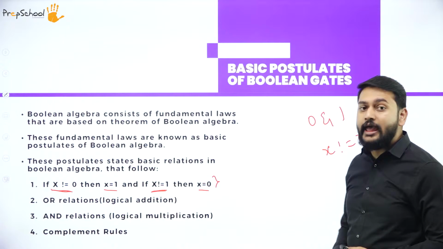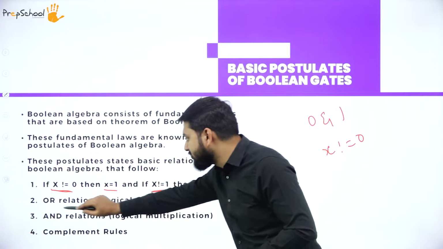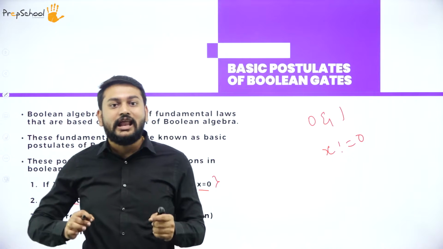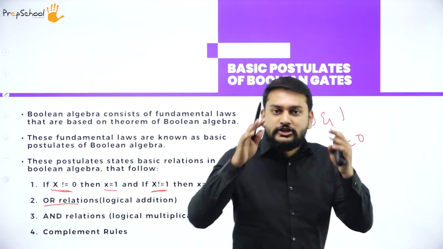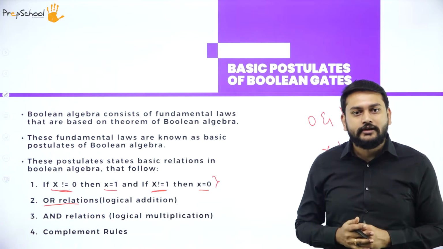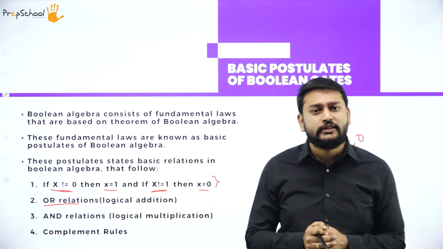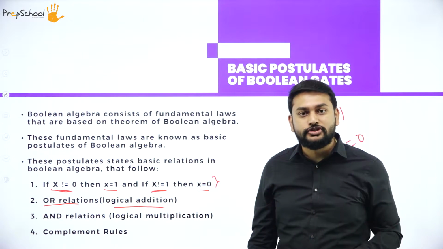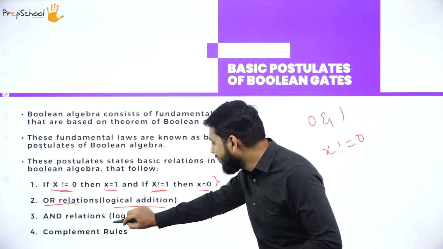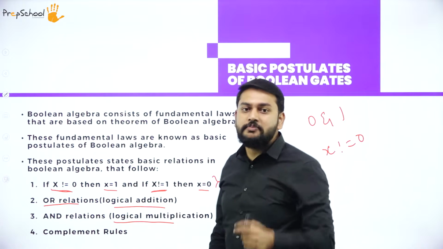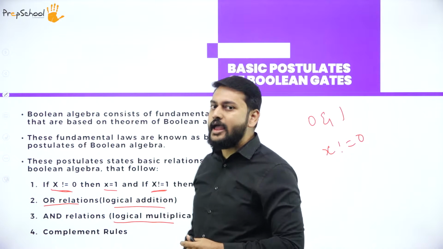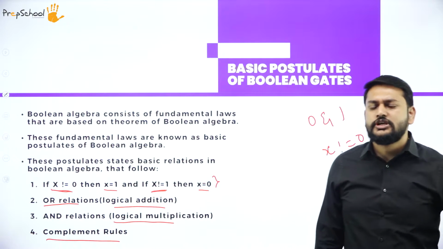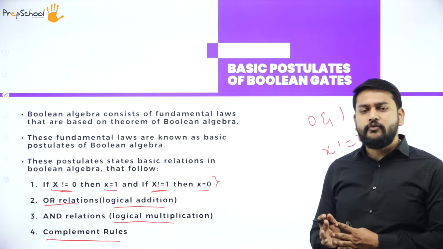Then what is the second one that I have? I have the OR operation, that is the OR relation, which I will call logical addition. The second postulate speaks about the OR gate. What exactly will I be doing there? I will be performing the logical addition. The third one that I have is the AND relation, where I will be performing logical multiplication. And the last one that I have is the complement rules. So this we understood, we have a clear idea.